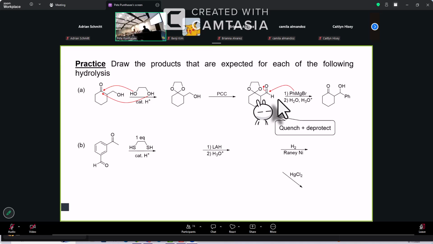Okay. All right. In B, there is also a protecting group, but this one is probably the more efficient protecting group. Which functional group does this attack? We have an aldehyde, we have a ketone. You're going to pick one. Which one is more reactive? Aldehyde.